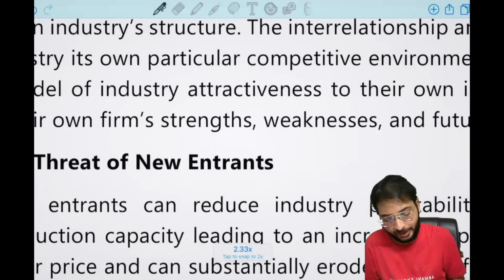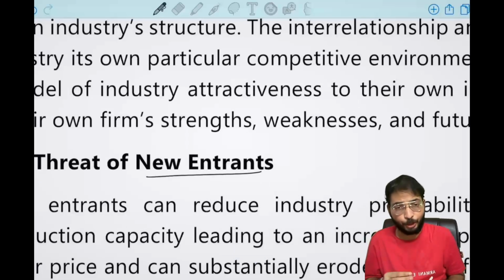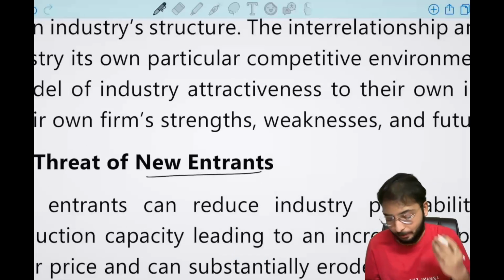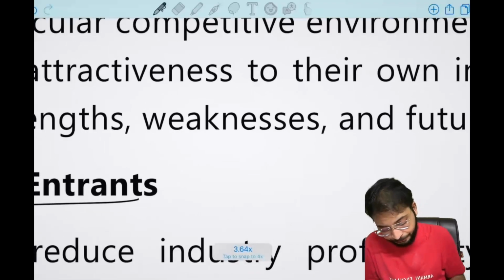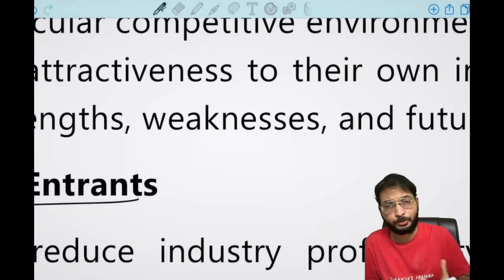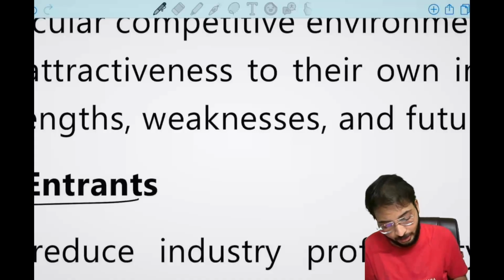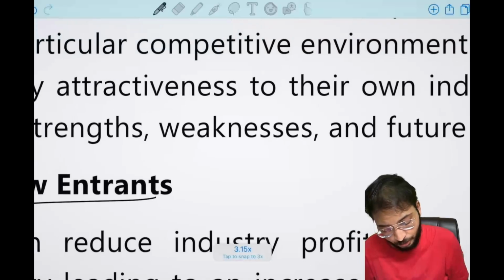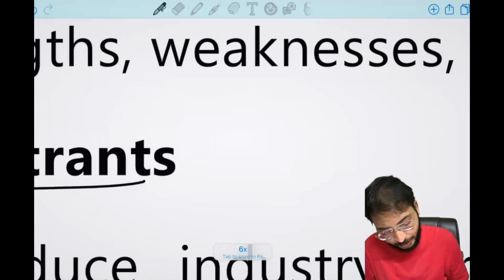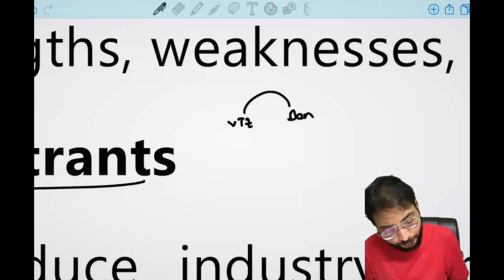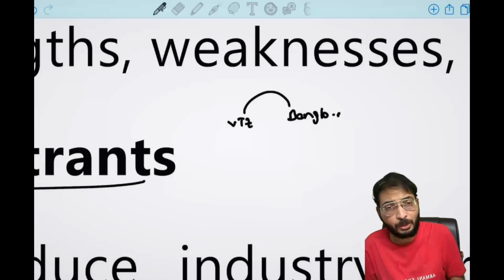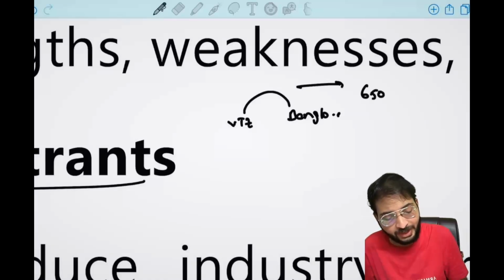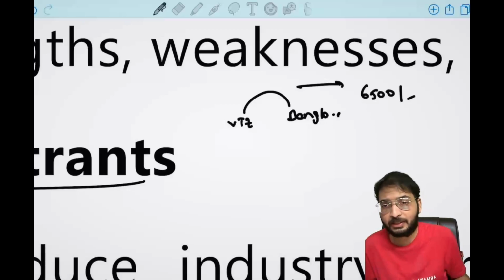What is threat from new entrants? New entrants are the new competitors who are coming into the business. For example, a couple of years back, I used to travel to Bangalore from Visakhapatnam a lot. I used to have only one option, which is Indigo. I don't have an option. Indigo doesn't have a competitor. The price they are charging is 6,500, and I have no other option.